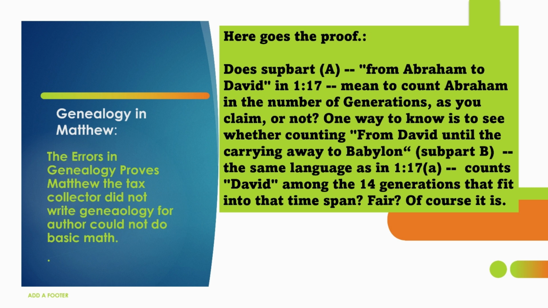So I say, here goes the proof. Does subpart A, from Abraham to David in verse 17, mean to count Abraham in the number of generations as you claim or not? One way to know is to see whether counting from David until the carrying away to Babylon, that's subpart B, the same language as in 1:17a, counts David among the 14 generations that fit into that time span. Fair? Of course it is. That's a fair thing. If it's true for set 1, now it has to be true for set 2.